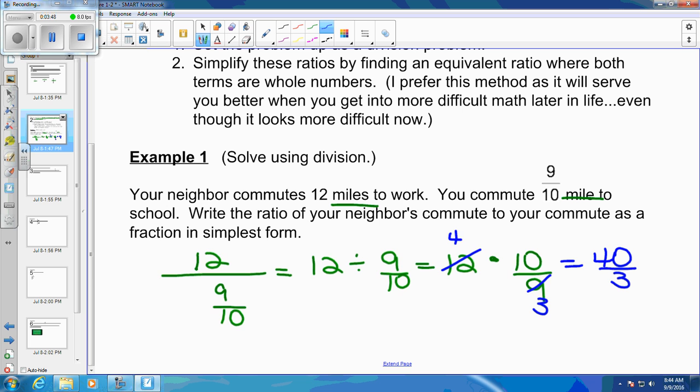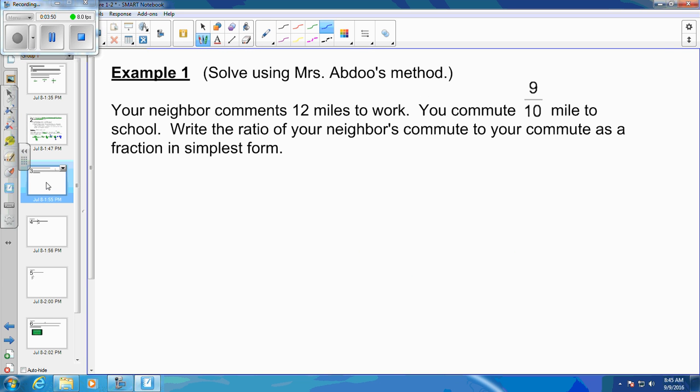So now let's move on to the next example, but we're going to solve it using my method. So we know we have 12 over 9/10. We have that from the last slide. Think about it this way. We can rewrite it as 12 over 1 all over 9/10.